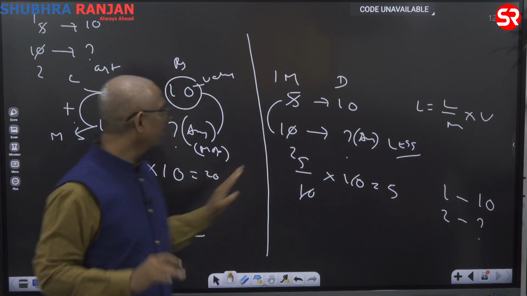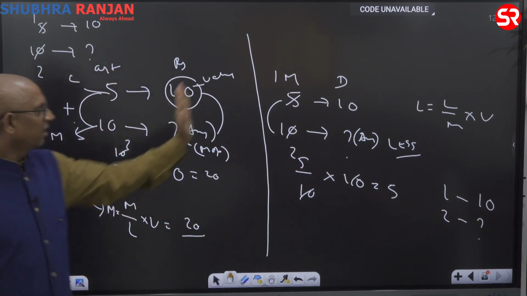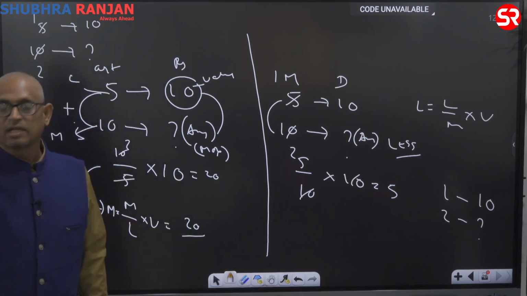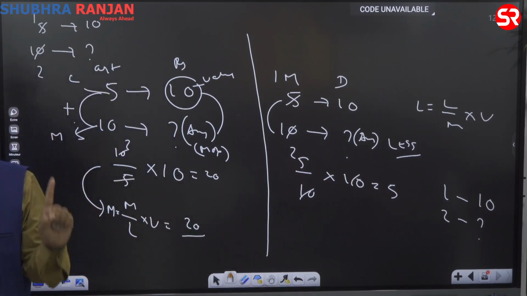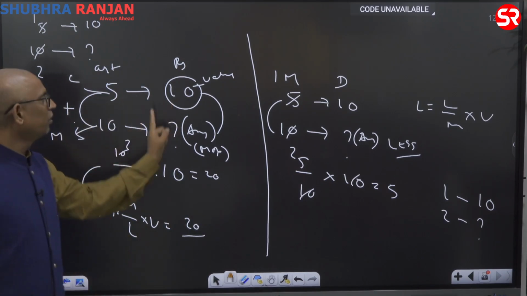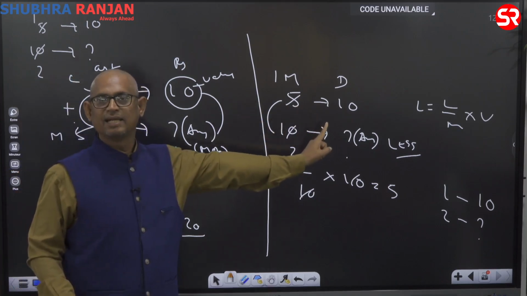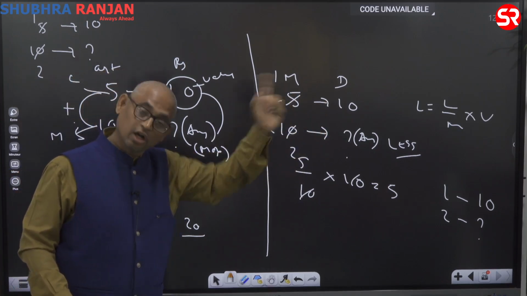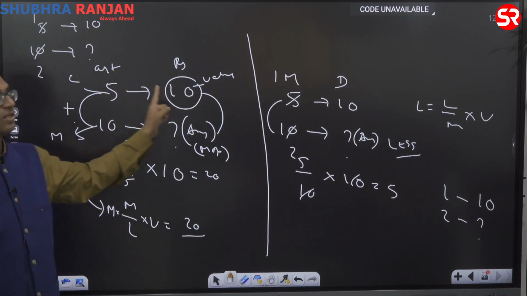But remember, whether it is directly proportional or indirectly proportional, vertically you can convert them into ratio. But horizontally you can't do that as far as men and days are concerned. Horizontally you can also do it as far as articles and rupees are concerned.